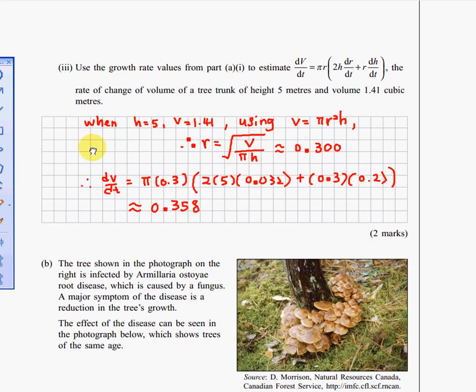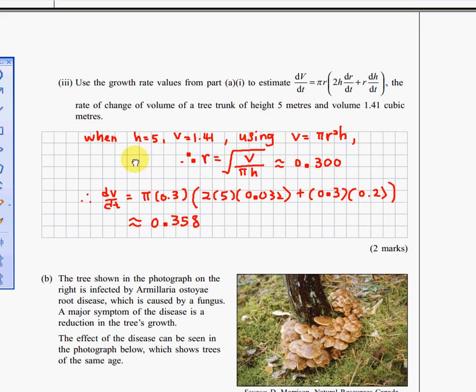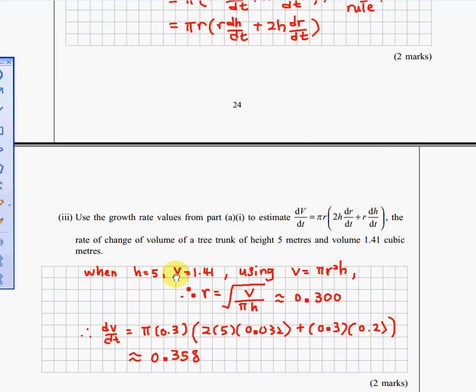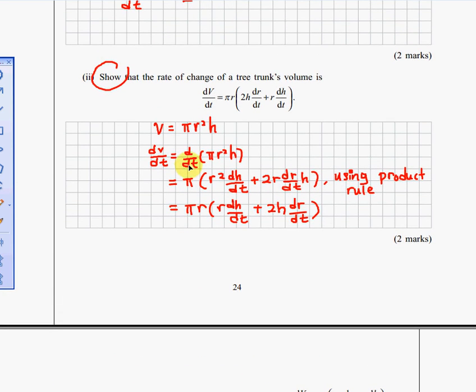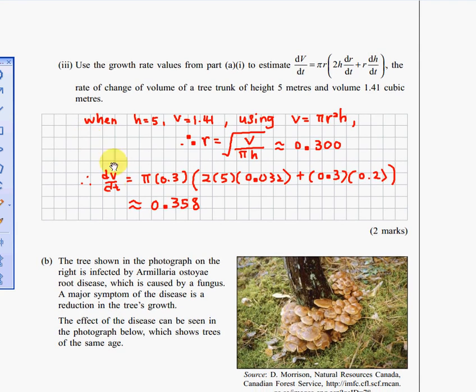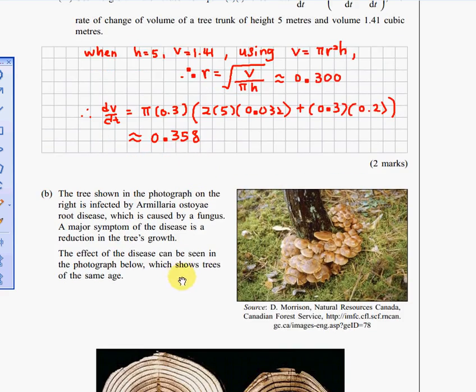Moving on to here. Okay, first calculate the values of r, and then just substitute all values of r, h, and so on into this relationship you obtained right here, and then you should get something like this, 0.358. Right.